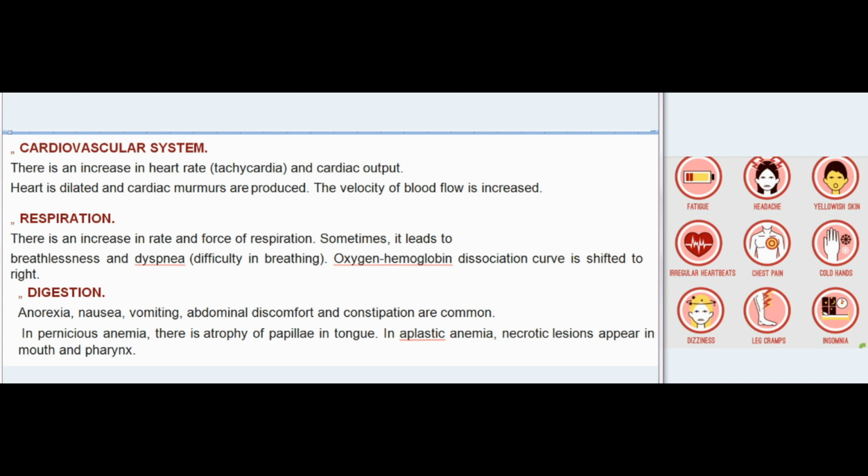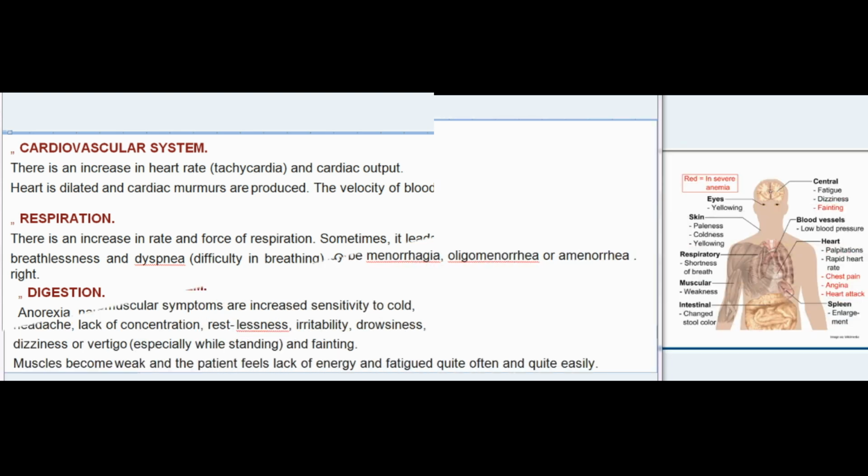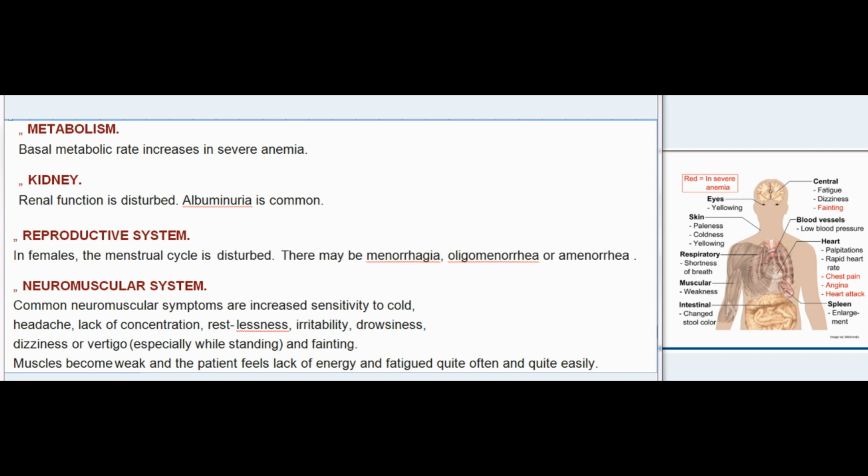Digestion. Anorexia, nausea, vomiting, abdominal discomfort and constipation are common. In pernicious anemia, there is atrophy of papillae in tongue. In aplastic anemia, necrotic lesions appear in mouth and pharynx. Metabolism. Basal metabolic rate increases in severe anemia. Kidney. Renal function is disturbed. Albuminuria is common. Reproductive system. In females, the menstrual cycle is disturbed.